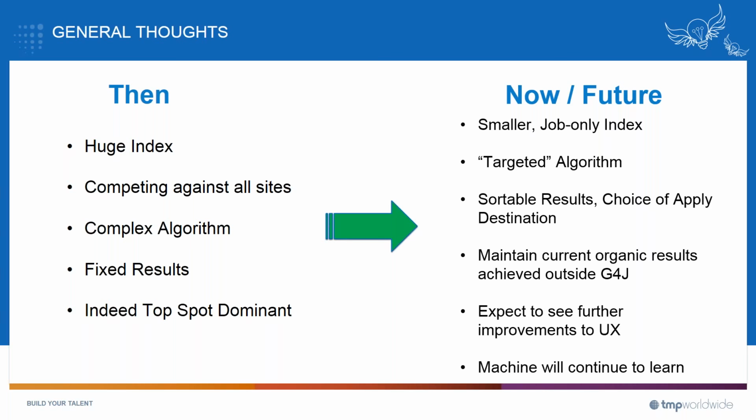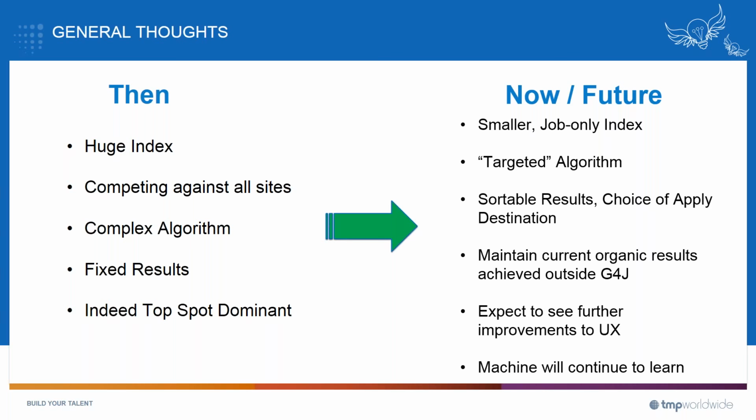And as we talked about today, you can now have the choice of where you want to apply for that job, which was the number one, sort of the biggest change to the Google search results, Google for Jobs results here. So beyond that, you do maintain those current organic results achieved outside Google for Jobs. And as we've seen, 83% of job seekers are still landing on different pages. So it's not that this has just sort of made everything obsolete.